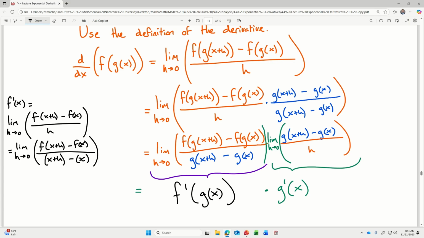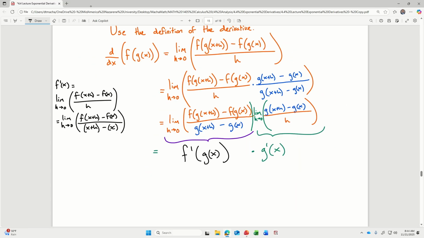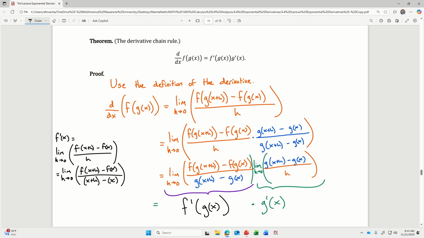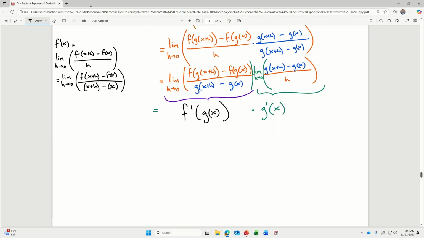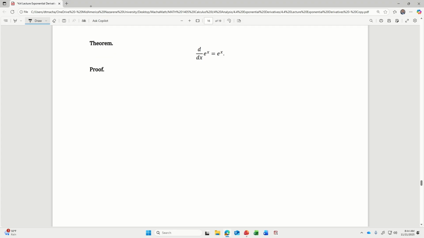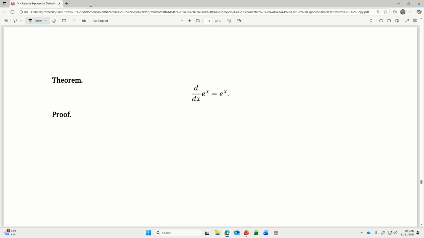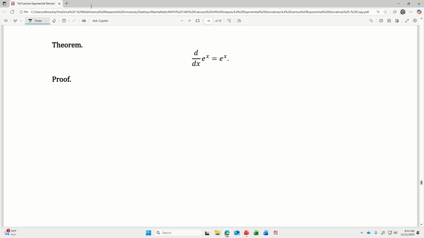And then, of course, that's what it looks like to take the derivative of g. So again, since I'm multiplying, I can separate the limits, and that's exactly what I've been trying to prove, is that derivative chain rule works. Okay, I think that's the last really difficult one. I think the rest of them should, I hope, be a lot faster and easier.